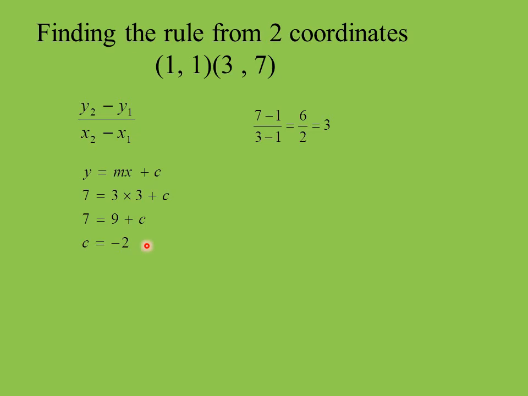Now again, we haven't graphed, we've used algebra. Algebra to find the gradient. Once we know the gradient, a little bit of equation solving to find the y-intercept. Therefore, we know that m has to be 3, which is the gradient. C is -2, which is the y-intercept. Therefore, the equation must be y equals 3x minus 2.